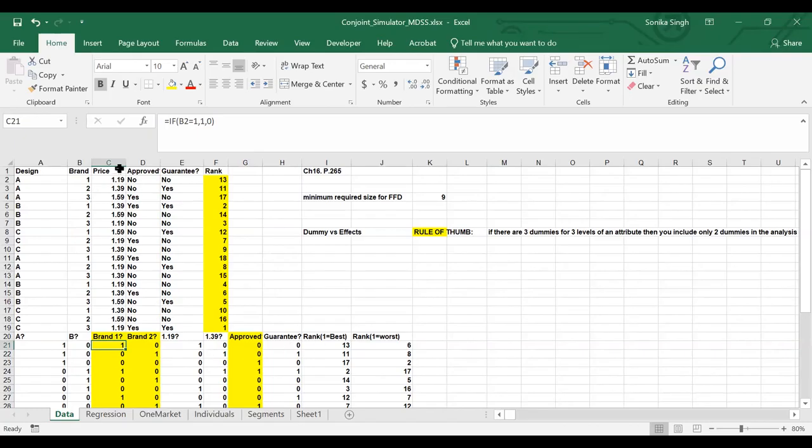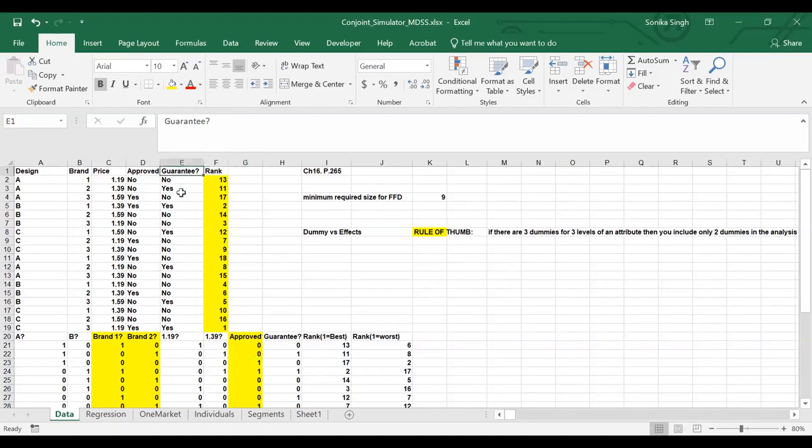So you will do the same exercise. Approved has only two levels, yes or no. That means you only need to create one dummy variable for approved. So here, approved has a label of no, so you put a value of 0. For the third design, approved has a label of yes, so we put a value of 1 over here. So essentially, dummy coding means you are converting the labels to numbers so that you can use the data in regression analysis.